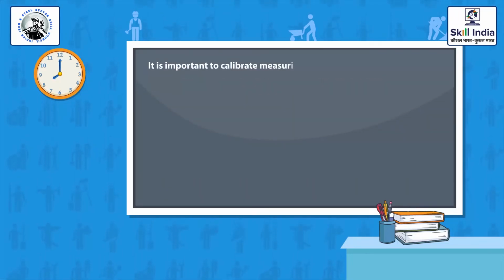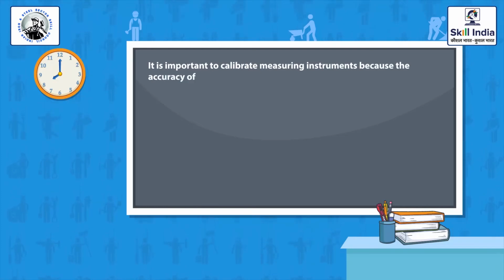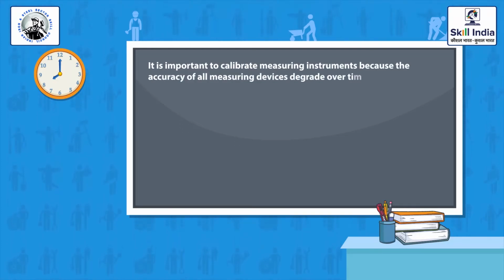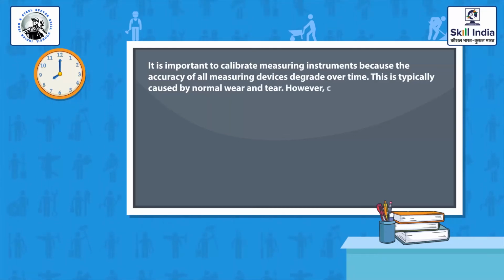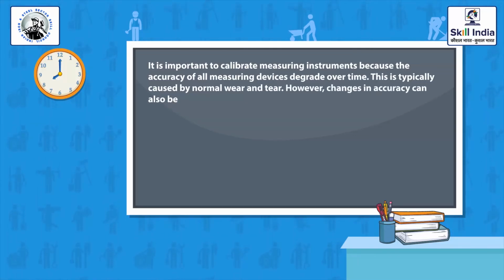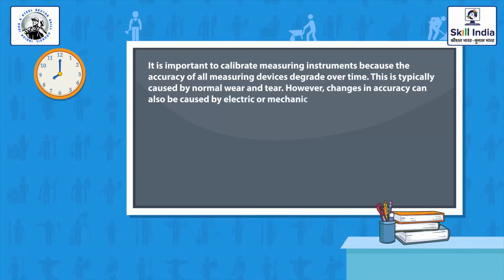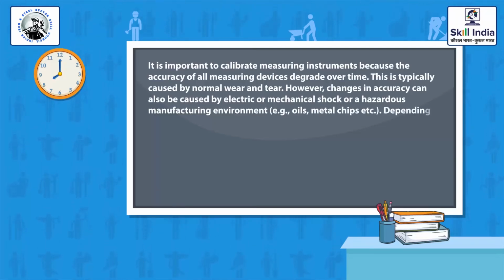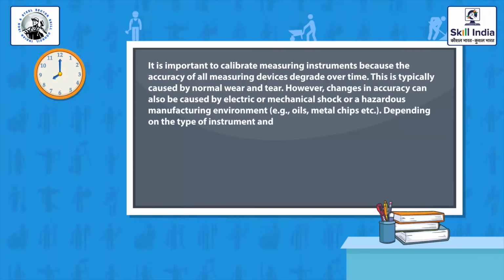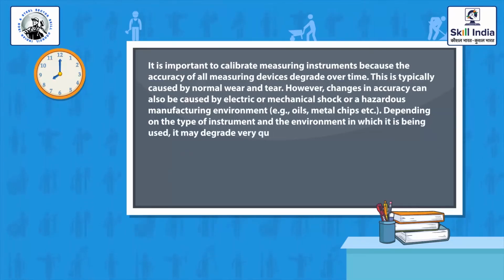It is important to calibrate measuring instruments because the accuracy of all measuring devices degrades over time. This is typically caused by normal wear and tear. However, changes in accuracy can also be caused by electric or mechanical shock or a hazardous manufacturing environment, for example oils, metal chips, etc. Depending on the type of instrument and the environment in which it is being used, it may degrade very quickly or over a long period of time.